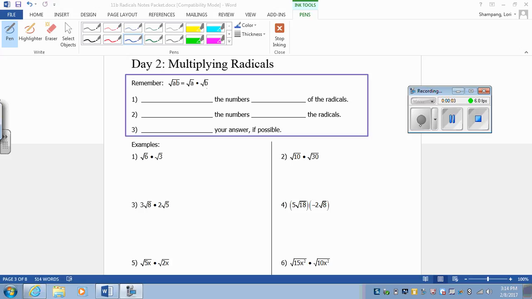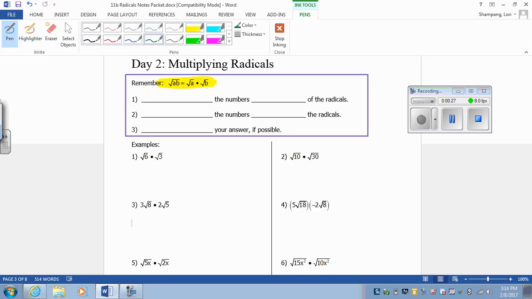All right, let's look at multiplying radicals. And we're going to start off with a rule, and it is the multiplication property of radicals, or the product rule. And that rule is going to be right here. What it says is that the square root of the product of A and B is simply equal to the product of the individual square roots of the factors.